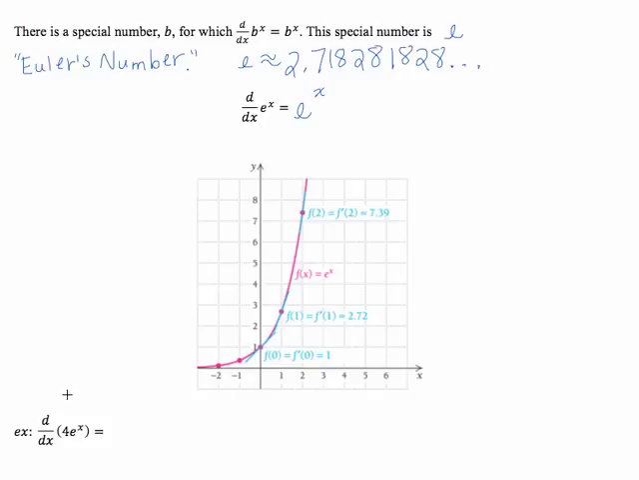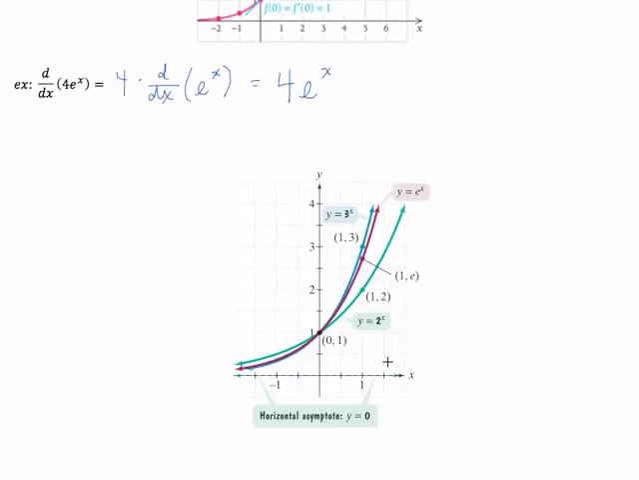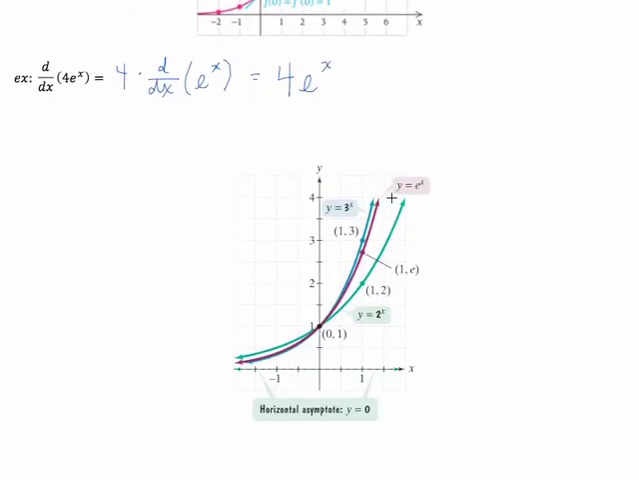So the derivative of, for example, 4 times e to the x, we would pull that constant 4 out front to have 4 times the derivative of e to the x. But the derivative of e to the x is itself, so we actually just get 4 times e to the x. And here's another graph of y equals e to the x.